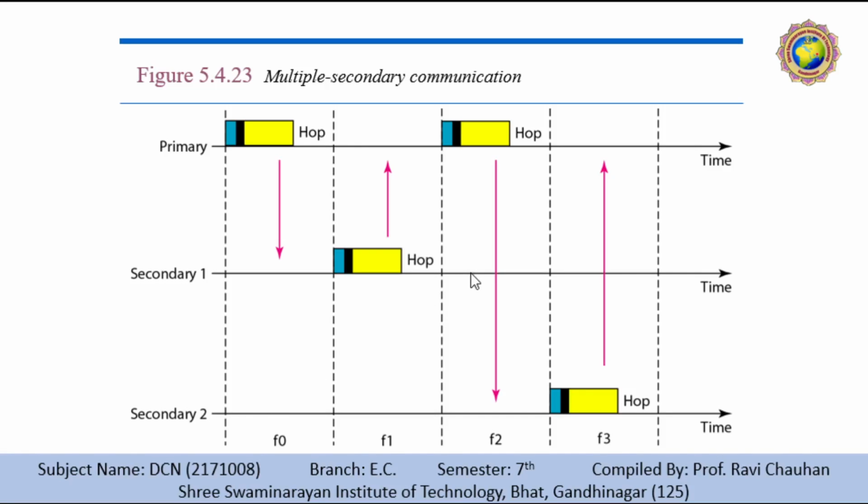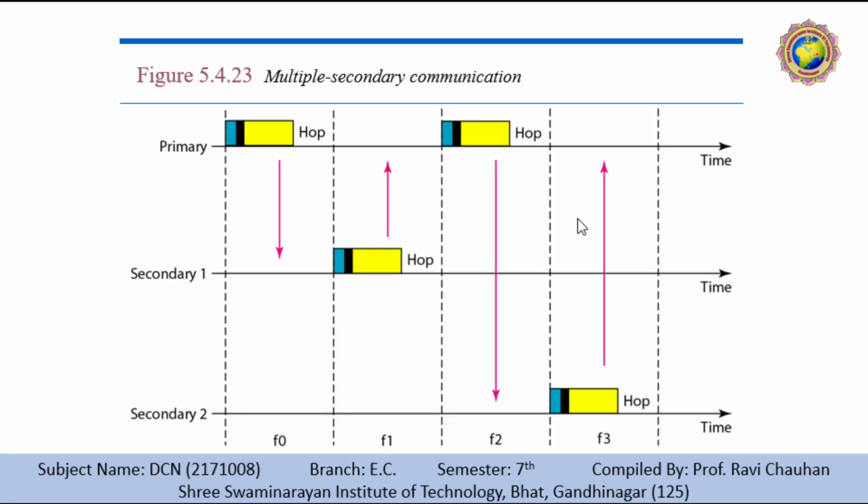In slot 2, the primary sends the frame to the secondary 2 over here. In slot 3, only secondary 2 sends the frame to the primary because the previous frame was addressed to the secondary 2. The other secondaries will be silent. This cycle continues. We can say that this access method is similar to the poll select operation with a reservation.